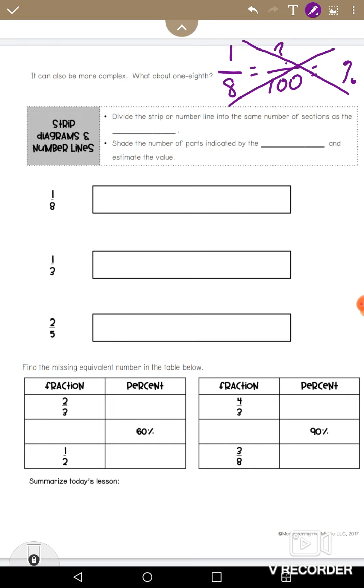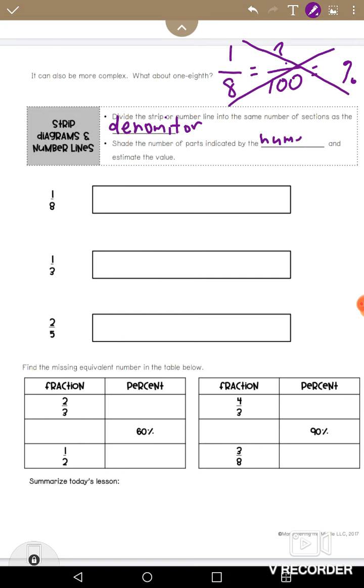And we can do that by modeling it with strip diagrams or number lines. What we're going to do is use these strips, and we're going to divide the strip or the number line into the same number of sections as the denominator, because that is the whole that we're trying to break up in order to find the percent. Then we're going to shade the number of parts indicated by the numerator.